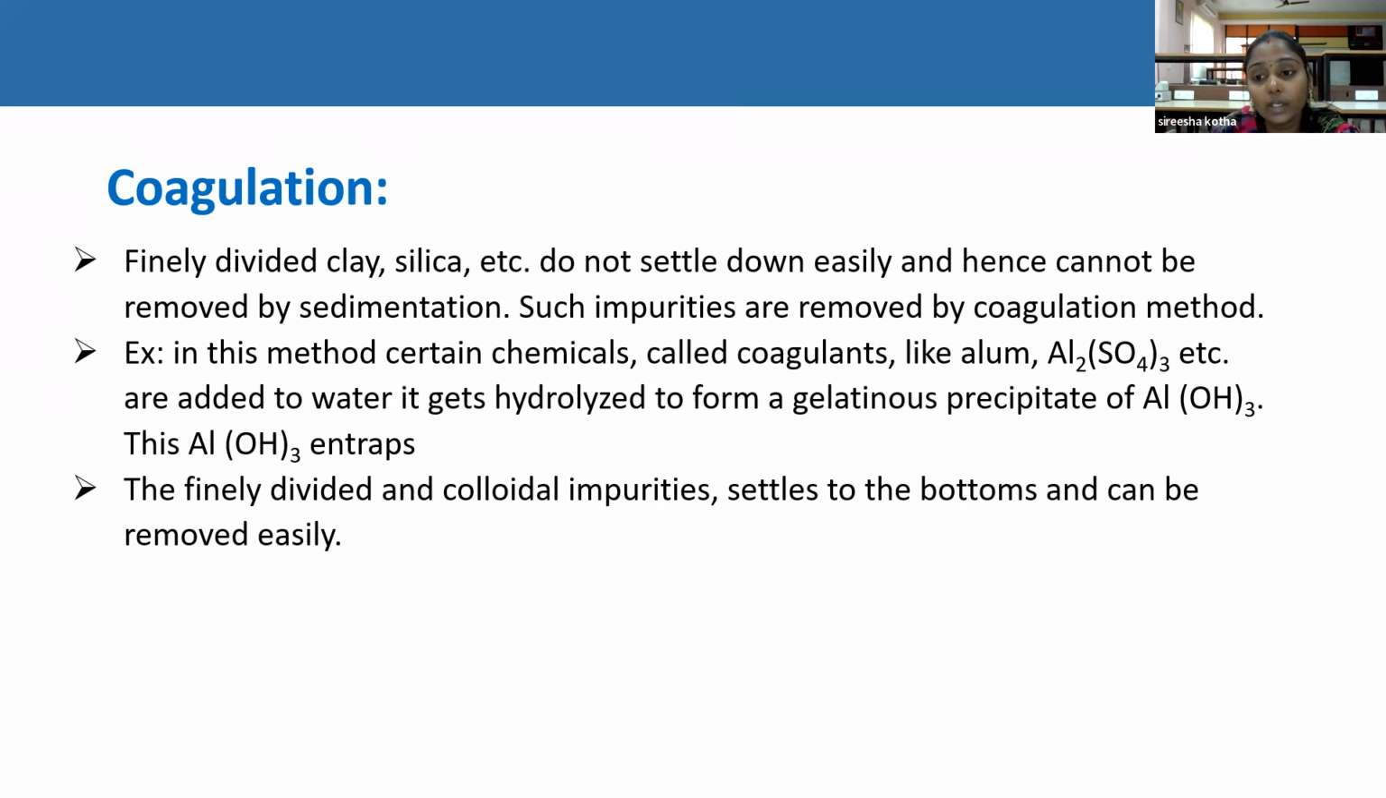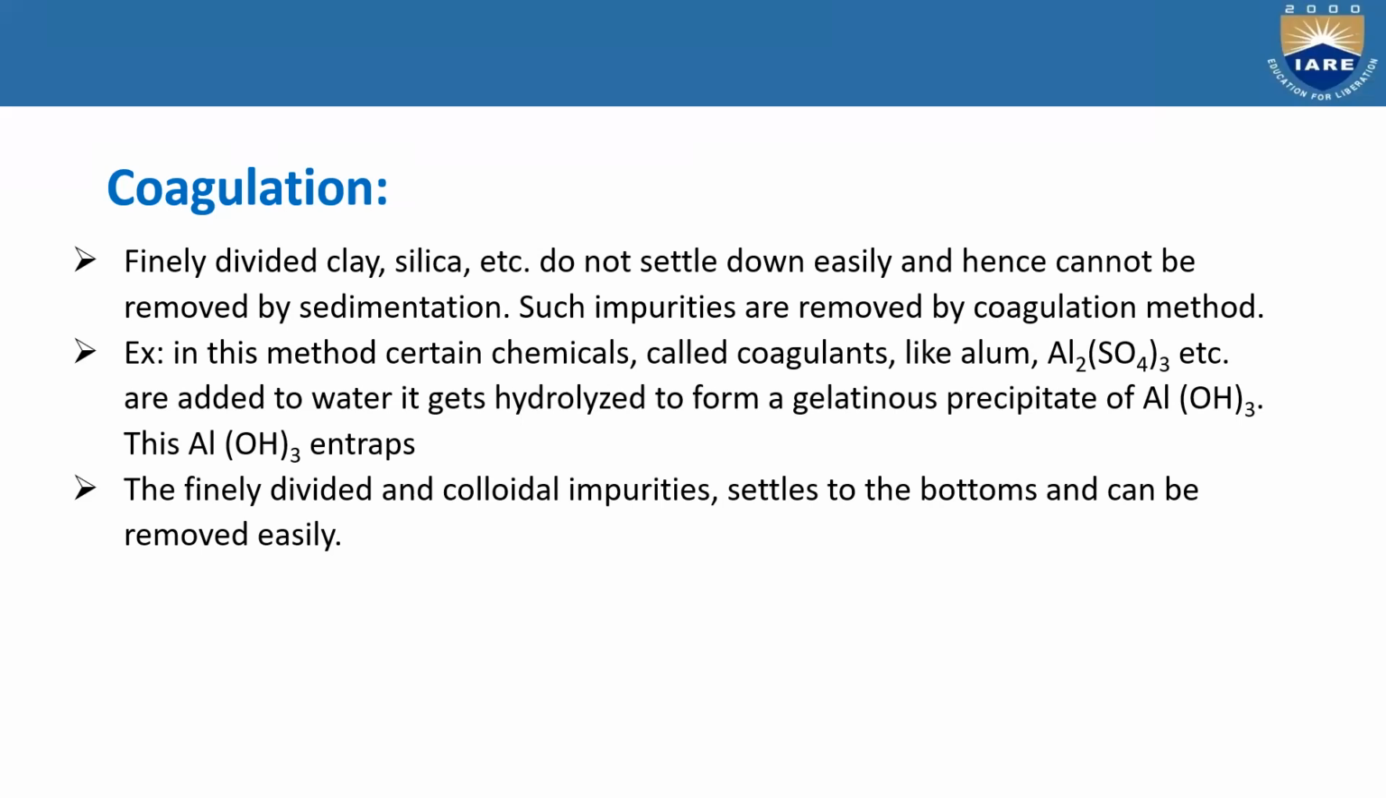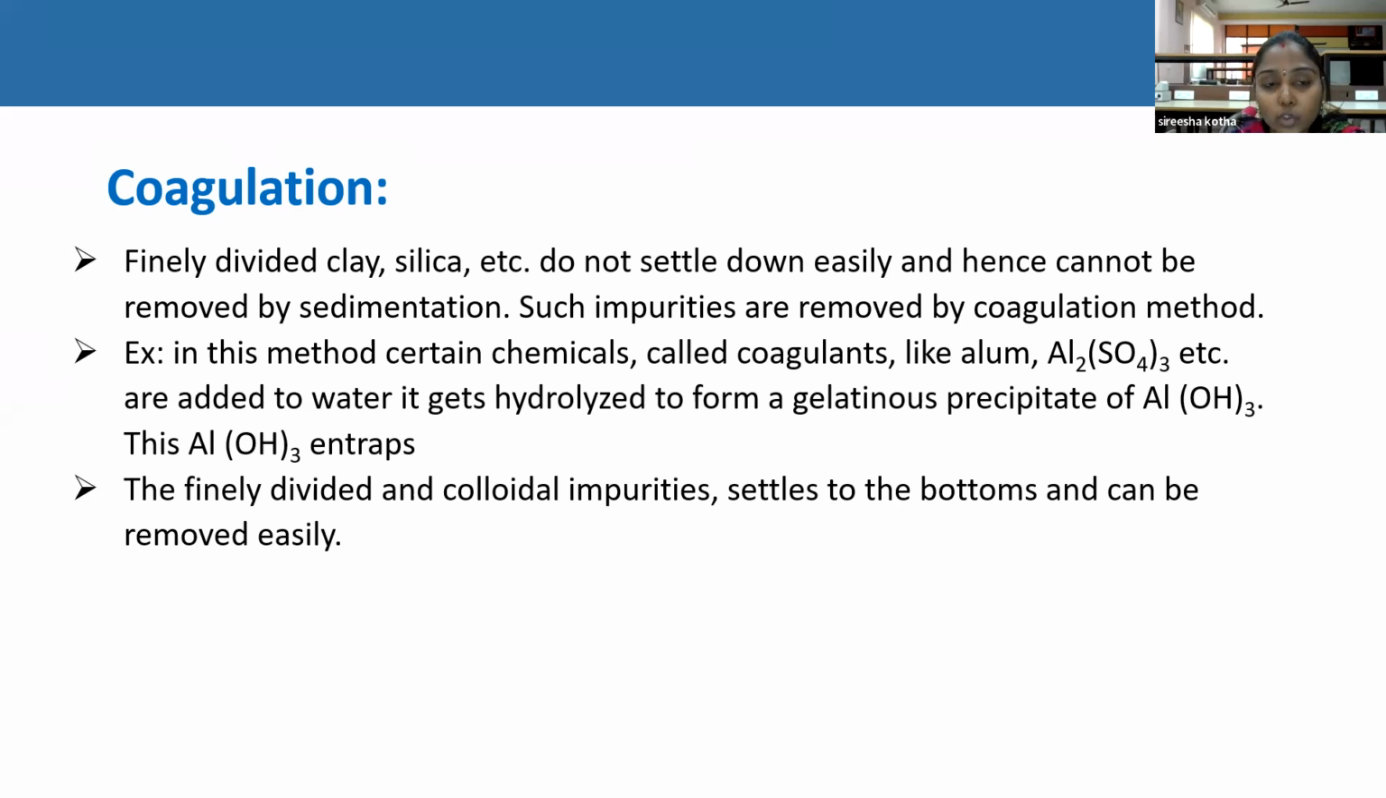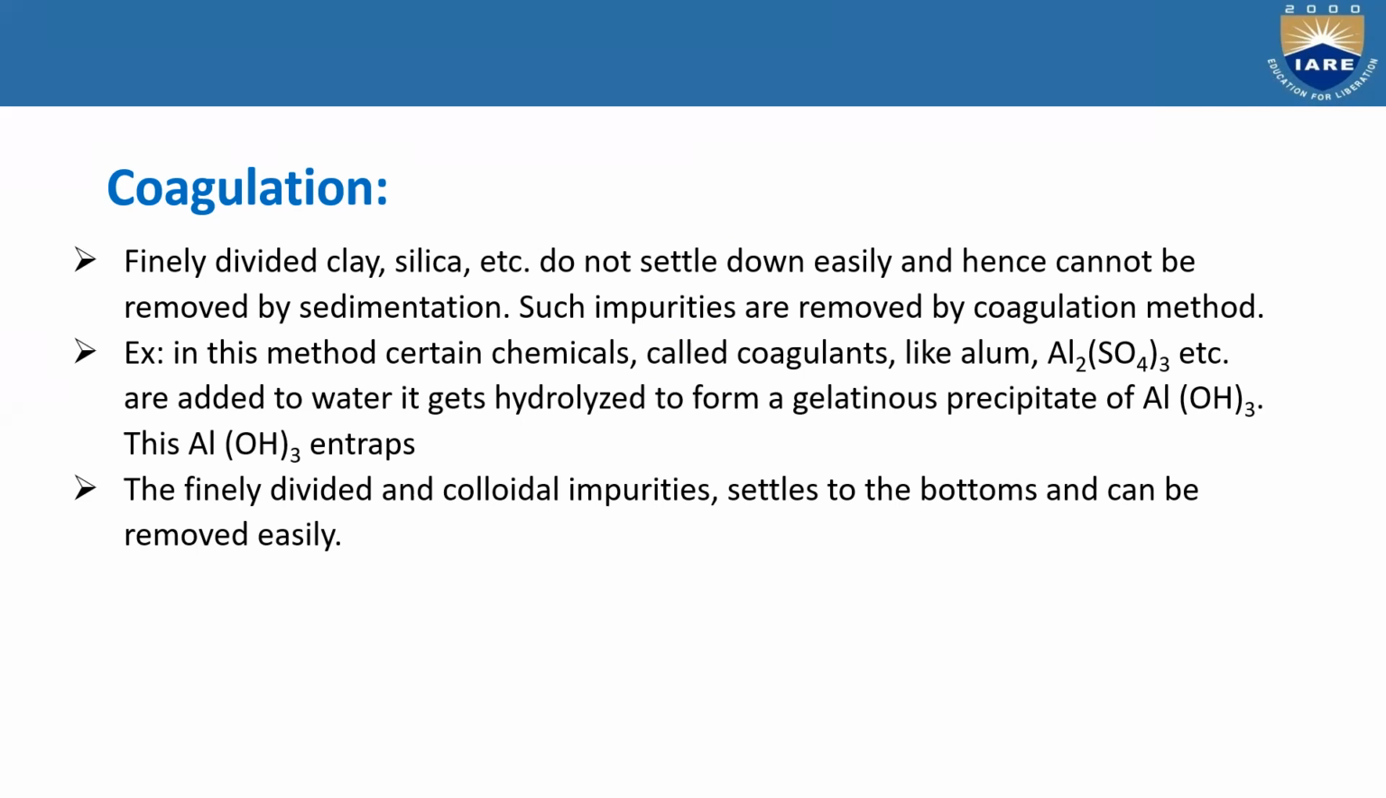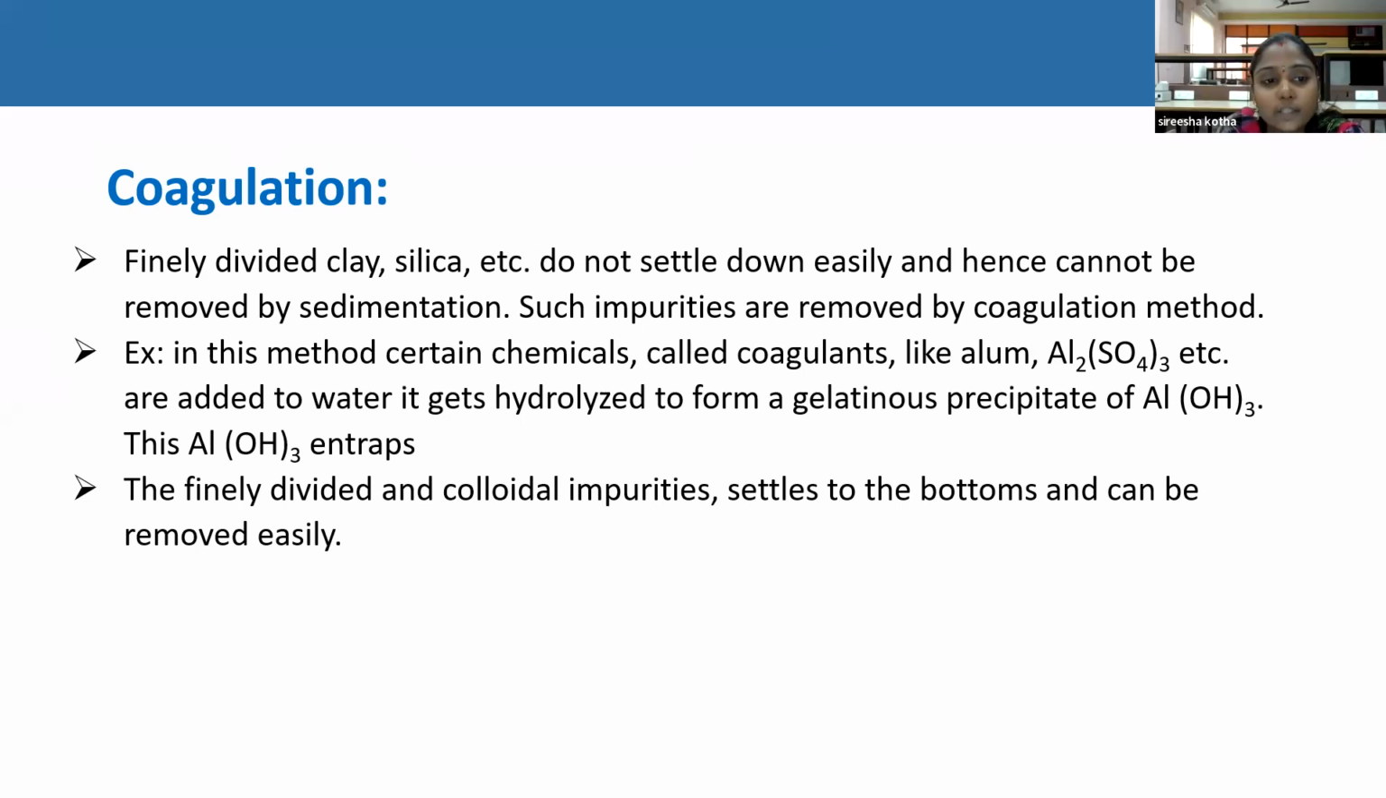So how do we get potable water? We have to follow some steps. What is the first step? Screening. And the next one? Filtration. Yes, and the next one is sedimentation, and the fourth one is coagulation. Step by step we have to remove the waste particles.